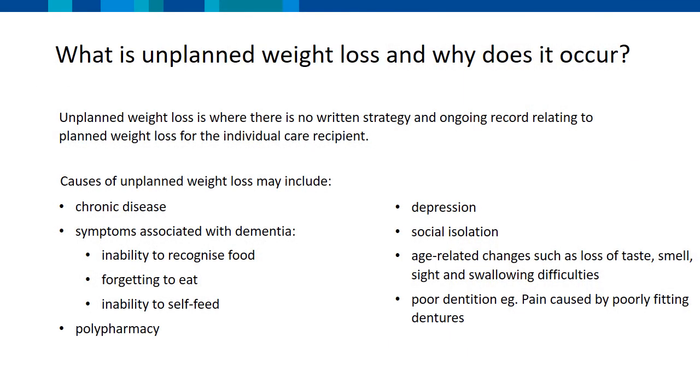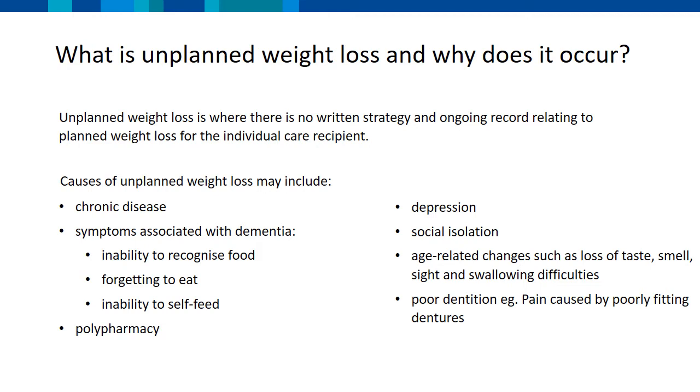For the purpose of the QI program, unplanned weight loss is defined as weight loss where there is no written strategy and ongoing record relating to planned weight loss for the individual care recipient. There is substantial evidence and research that the prevalence of unplanned weight loss is significant among older people living in residential care services, with studies showing that up to 31% of those over 65 years of age in long-term care experience unplanned weight loss. So why does unplanned weight loss occur?